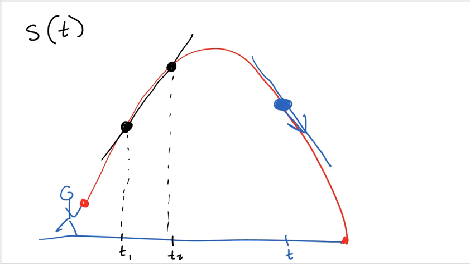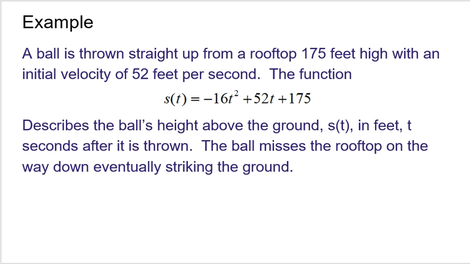So let's look at an example. This may be a little bit confusing right now, but after we look at an example, it should make a lot of sense. All right, so a ball is thrown straight up from a rooftop 175 feet high with an initial velocity of 52 feet per second. So just to kind of draw, I'm not great at drawing. So here is a rooftop, and somebody's standing on top of this roof, and they throw a ball up into the air, and that ball is going to eventually come back down and hit the ground.